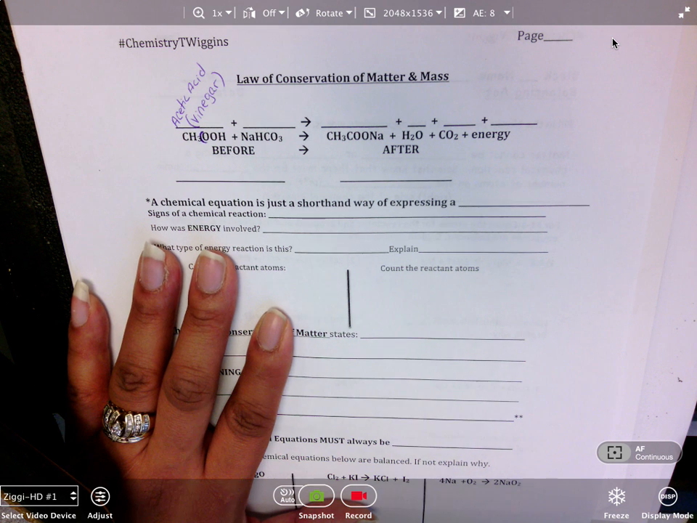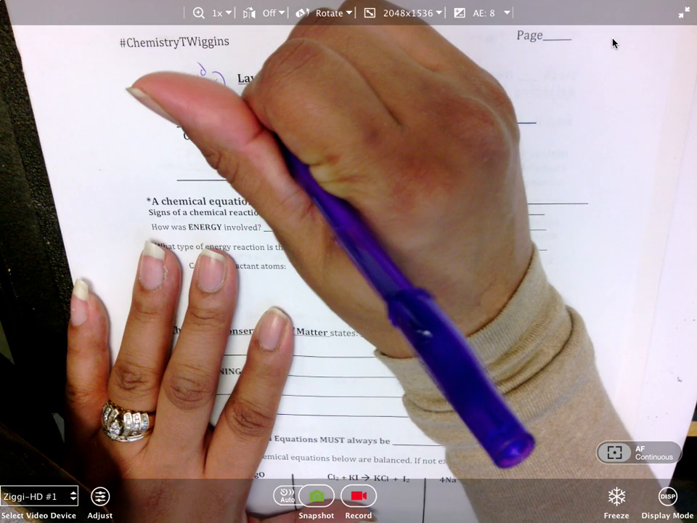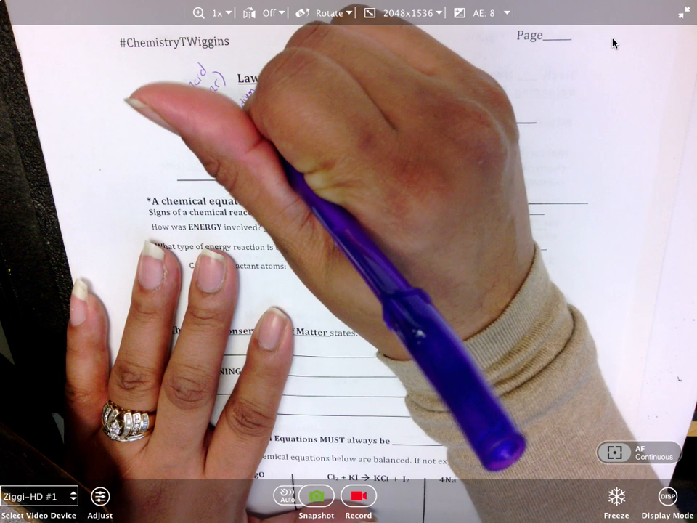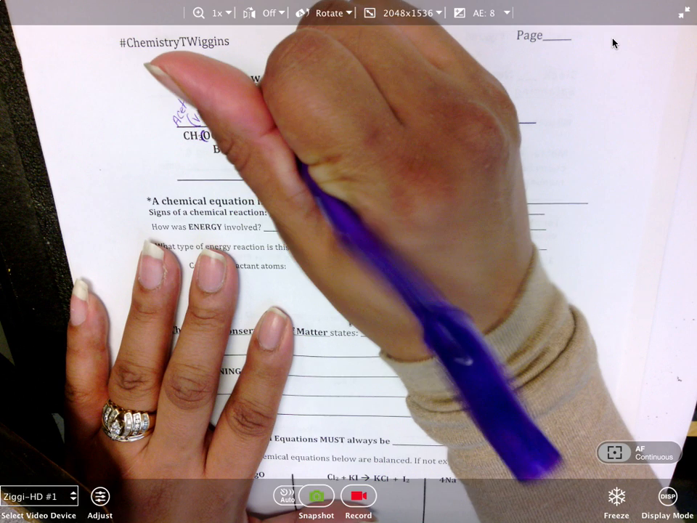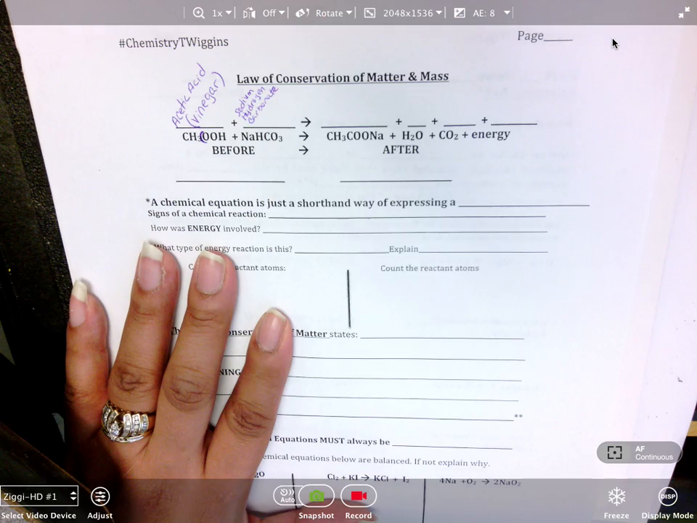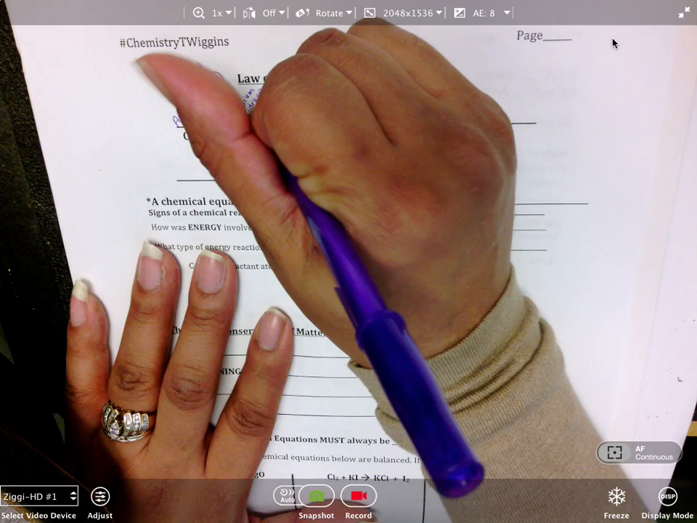NaHCO3, this is called sodium hydrogen, and CO3 is carbonate. Sodium hydrogen carbonate. This is baking soda.